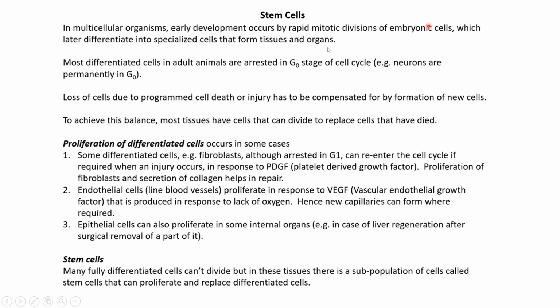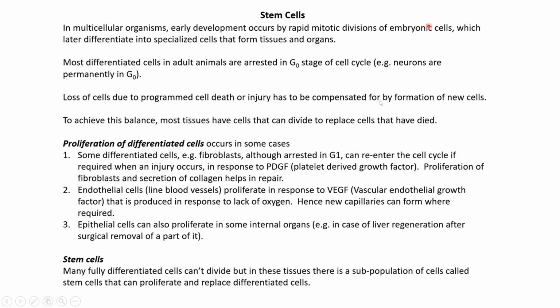Okay, so in these tissues and organs, most of the cells will be non-dividing. But when programmed cell death, that is the apoptosis mechanism, is activated, or when there is an injury, those cells need to be replaced by newer cells. There is a population of cells, the stem cells, which can mitotically divide to replace that damaged cell.